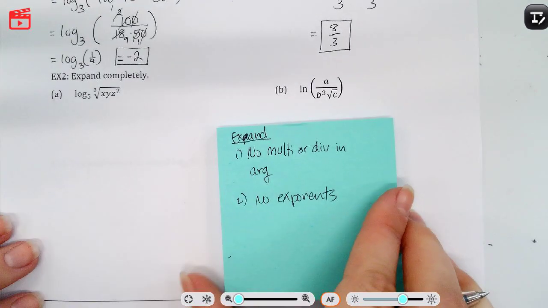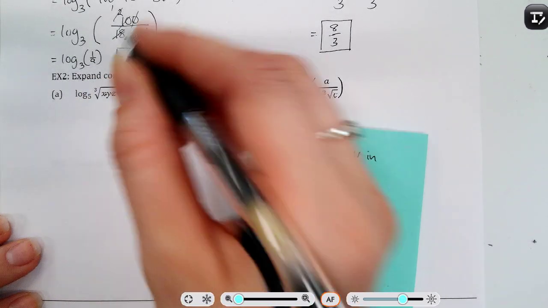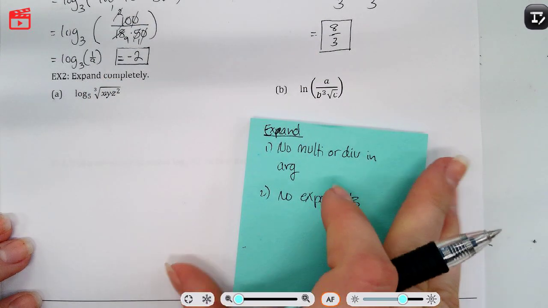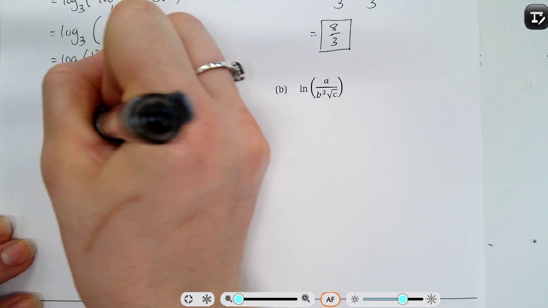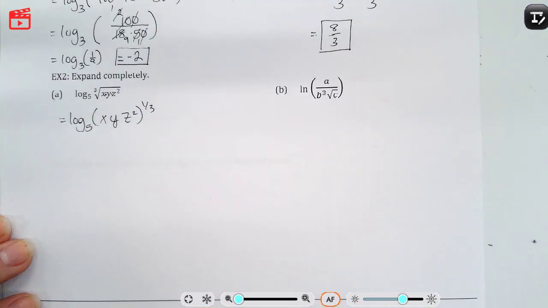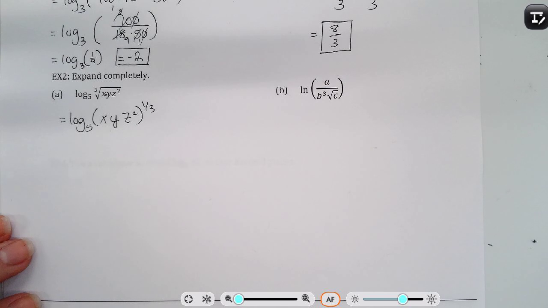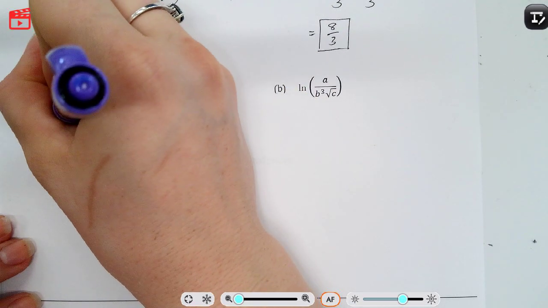That's my checklist. So at the moment, I have a bunch of multiplication going on. Look at all of that. And I have exponents, okay? So I know I need to get rid of those. So first, I'm going to rewrite this. All right, in order to get into my argument, I need to remove that exponent. So I'm going to bring it out front, multiplying it to my log.